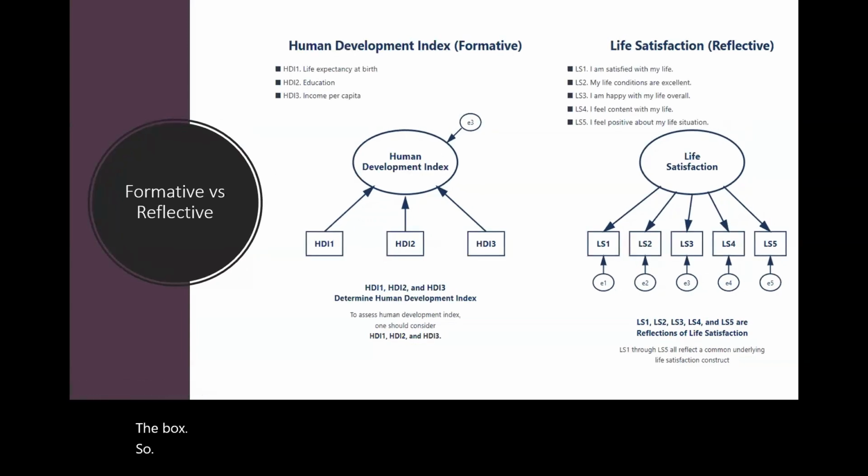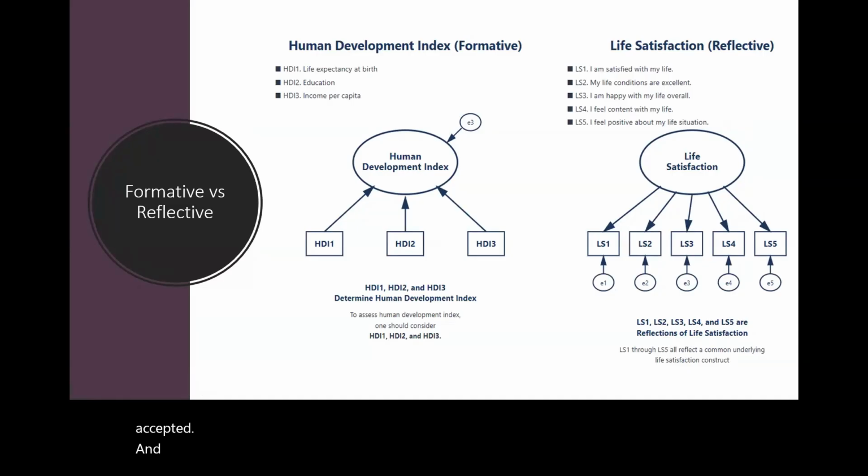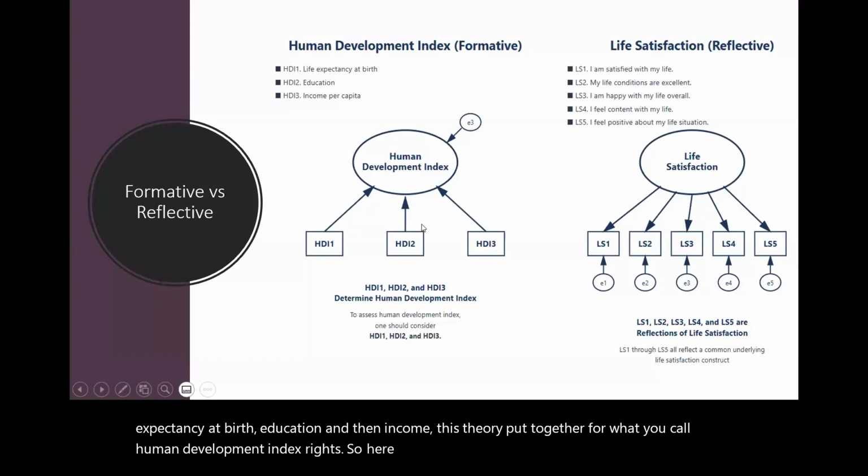Another example is the Human Development Index. This is also a composite index that has been accepted. Normally, there are three core indicators that form it. When we have variables on life expectancy at birth, education, and income, these three put together form what you call the Human Development Index, right? Here, the same way, the arrows are pointing towards the construct.